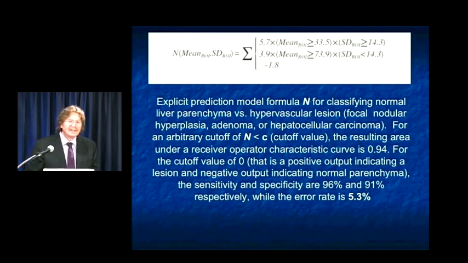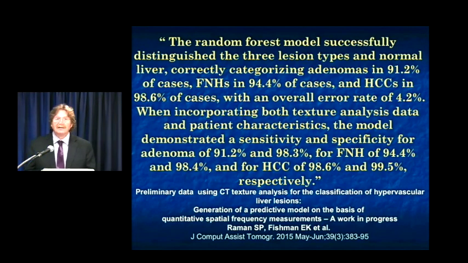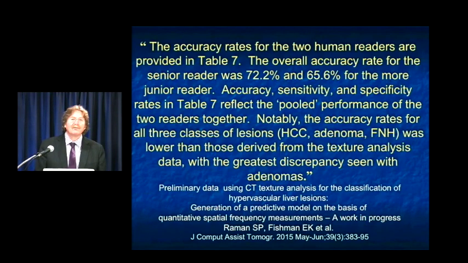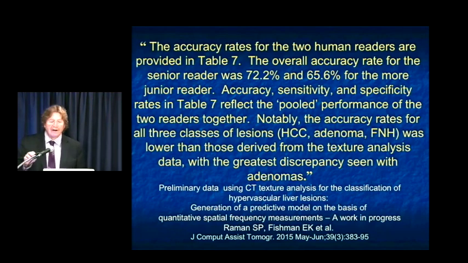But when all is said and done, what happens is that you're able to classify tumors, what they are specifically, based on their mathematical formulas. Look at the accuracy. Adenomas, 91% of cases, FNH, 94%, hepatoma, 98%, error rate of 4.2%. High specificity, high sensitivity. And when you compare that to the readers, we had our best readers, they were 72% at best accurate. Okay? So texture analysis did this much better than our readers.